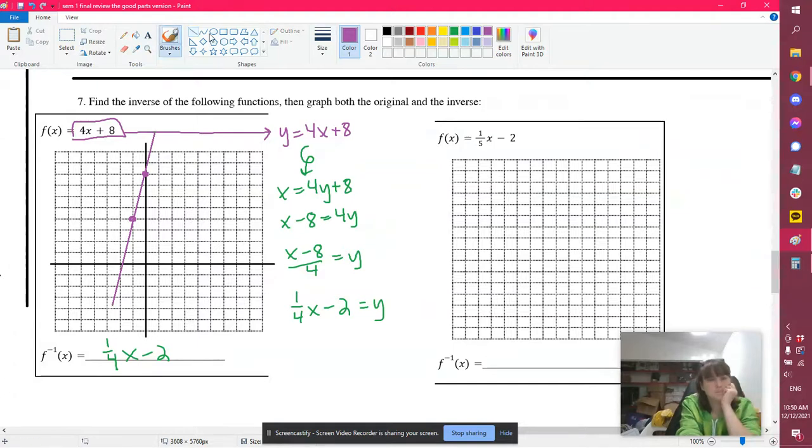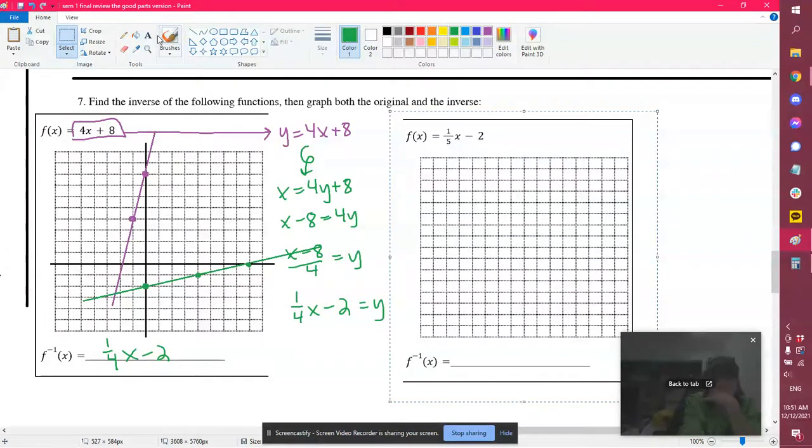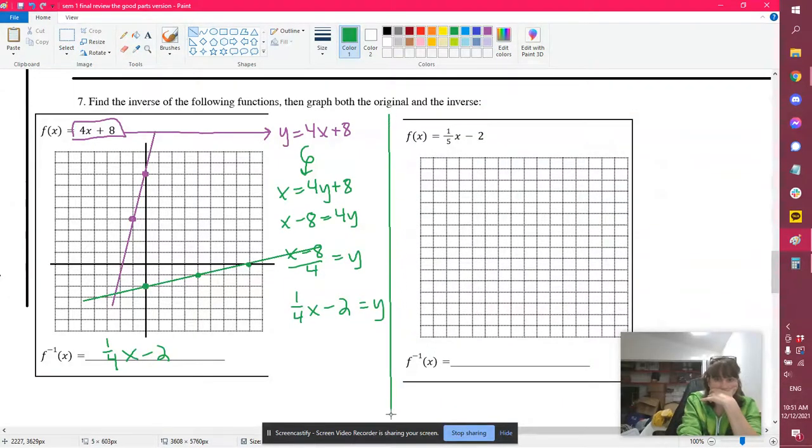There we go. For this one, I go down 2, and then my slope is 1/4, so we'll go up 1 over 4. Up 1 over, that's 3 over 4. And then I can draw that line. There we go. Flip this one over. Draw a little line to say that's another problem.